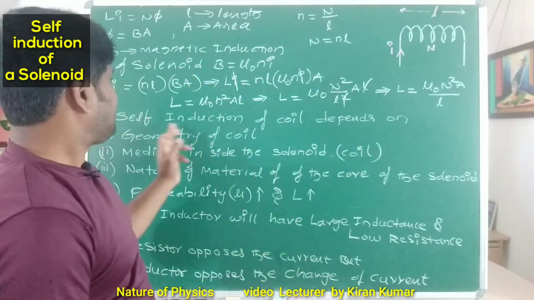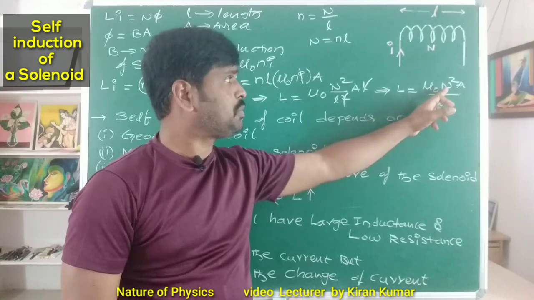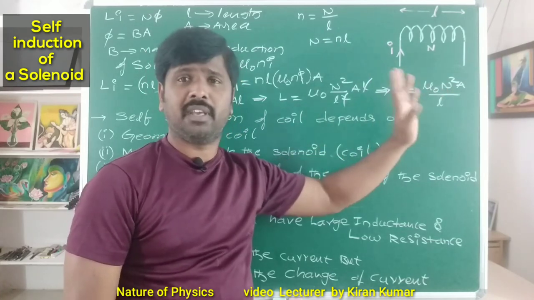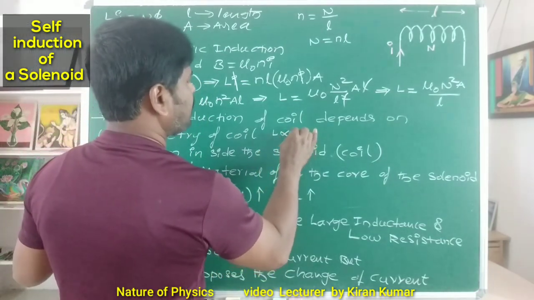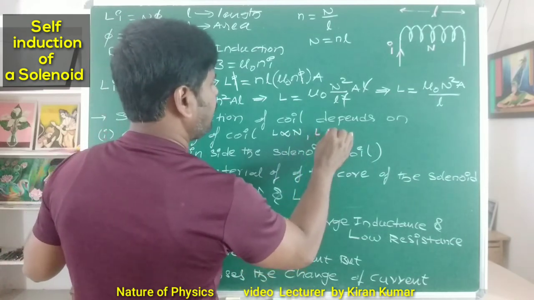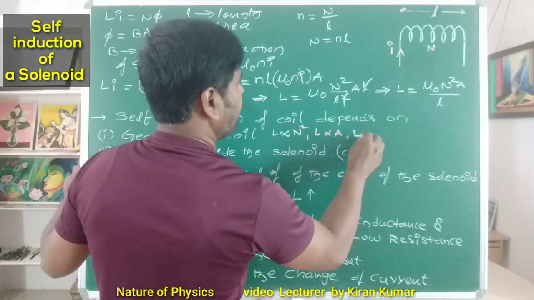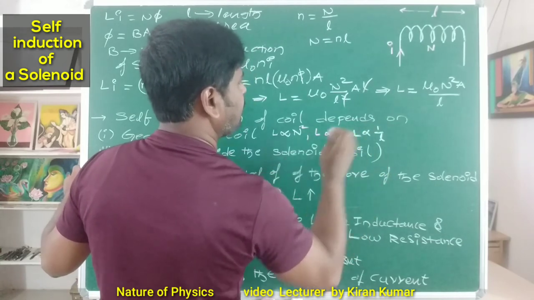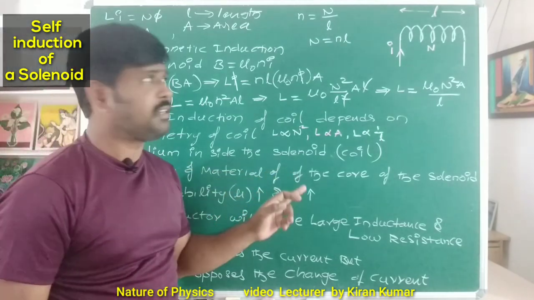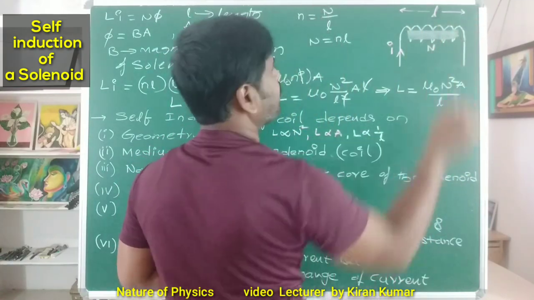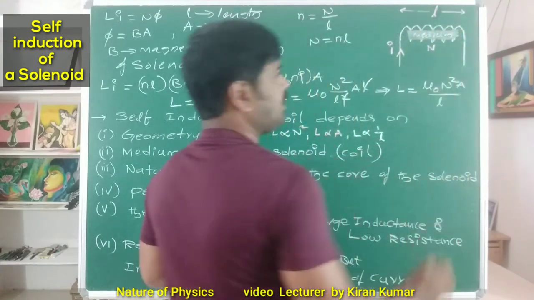The self-induction of a coil depends first on its dimensions. It is directly proportional to the square of the number of turns and directly proportional to the area, and inversely proportional to the length. So we can write L directly proportional to N square, L directly proportional to the area, and L inversely proportional to the length. It also depends on the medium inside the solenoid. For example, we can take any medium inside the solenoid, like a dielectric medium.